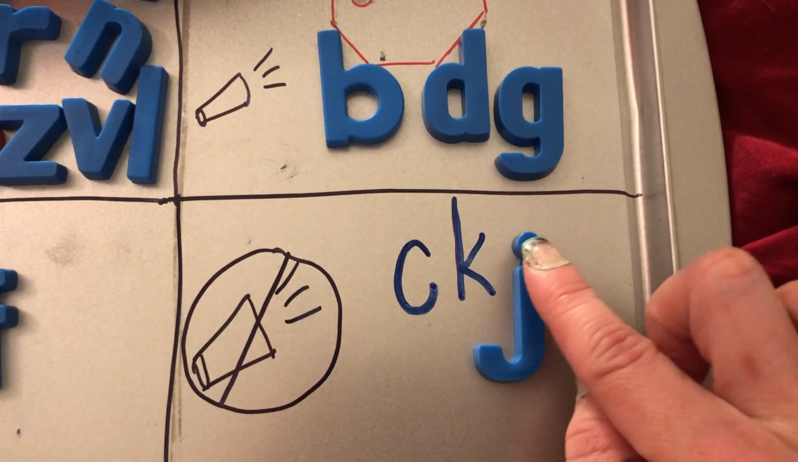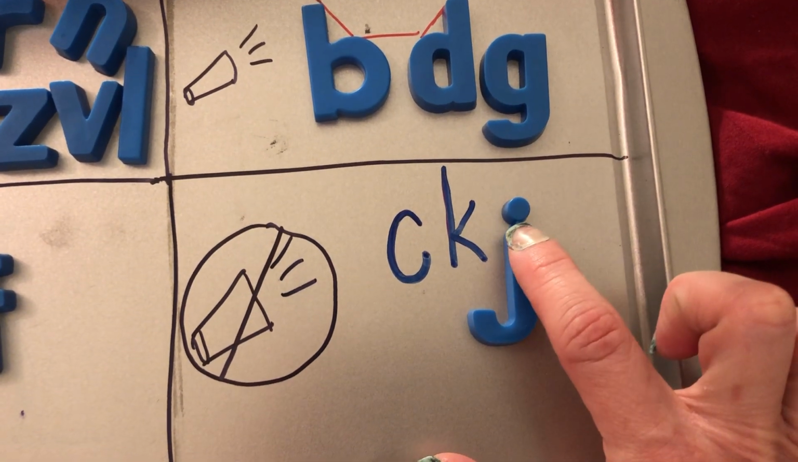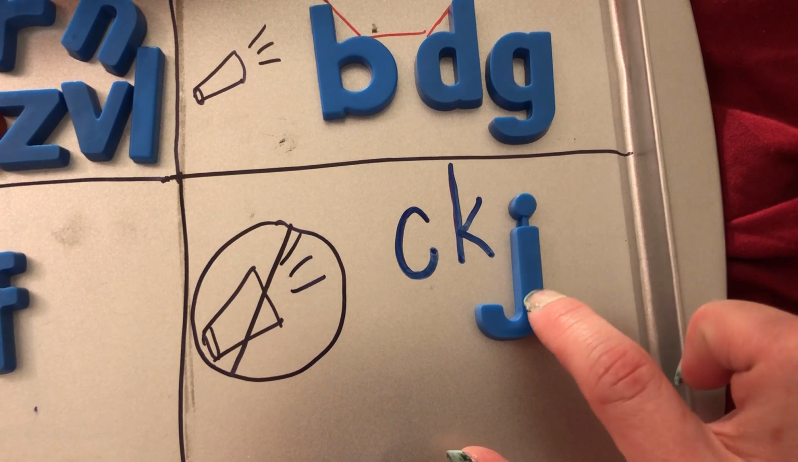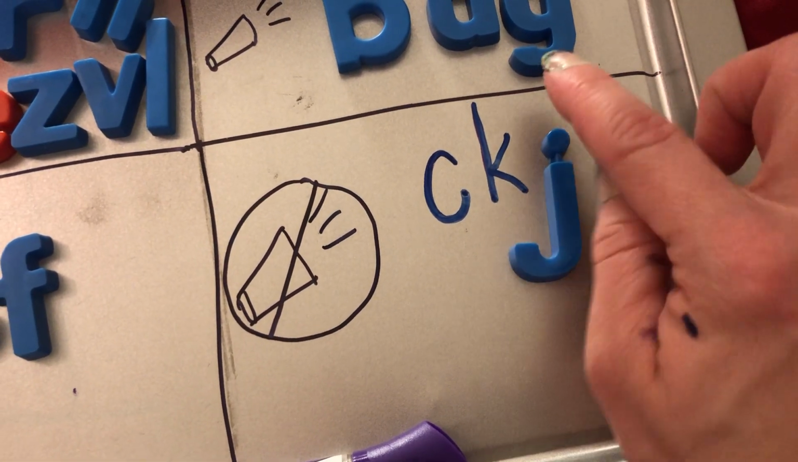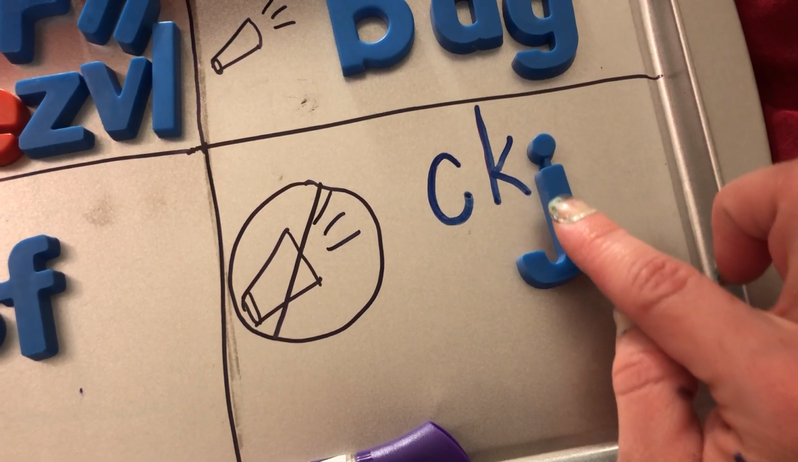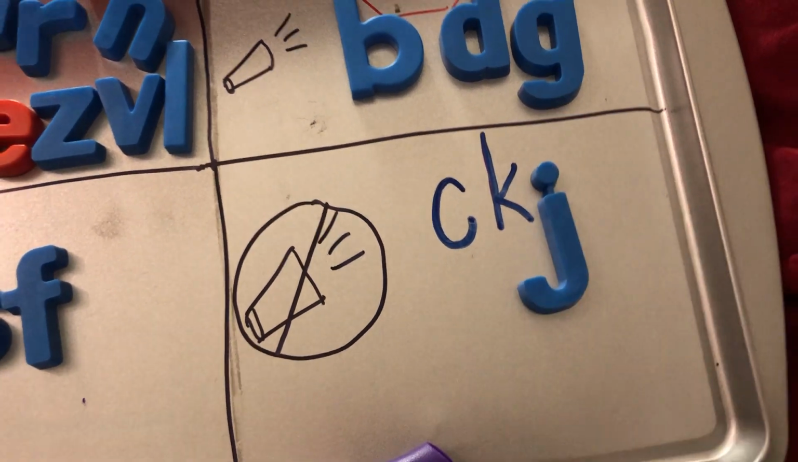Let's write it with our magic finger. Start at the top of the line here. Then we take the line straight down and hook it. Then you put the dot on top. Ready? J, j, j, j, j, j, j.